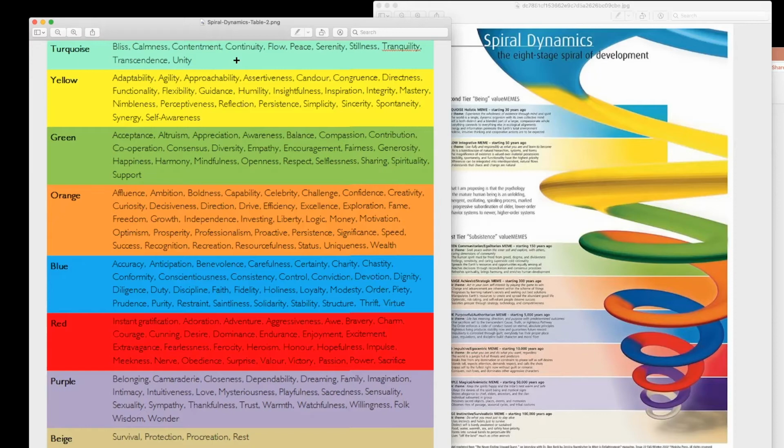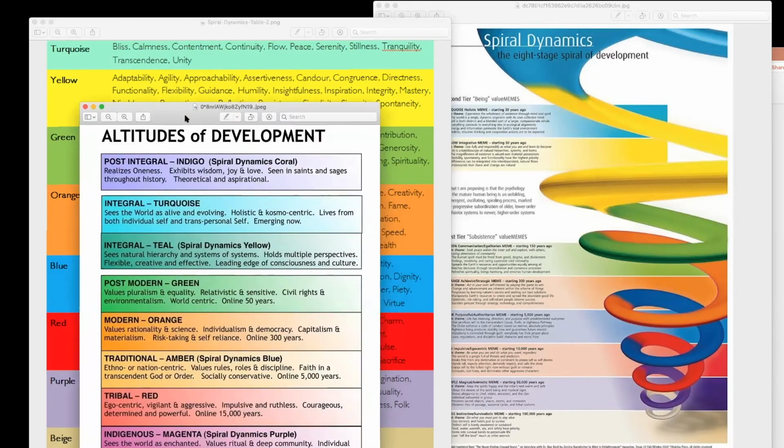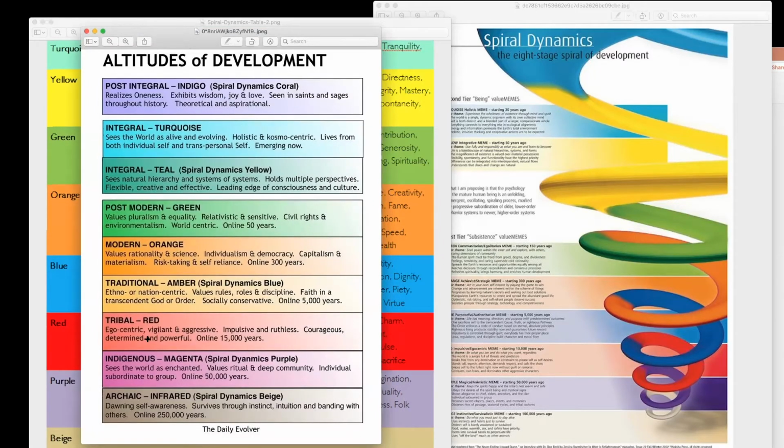Well, it is. In fact, it falls between the green and the turquoise. I don't know what happened to yellow, but in fact, I'm looking at this. Let me just slide it under the screen because there was another one. They're calling these altitudes of development, and they've changed the colors a bit. But they said that teal sees natural hierarchies. So instead of artificial hierarchy, there's natural hierarchies and systems of systems. Systems thinking, but existing as opposed to constructed.